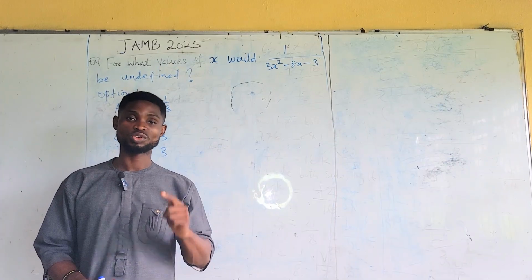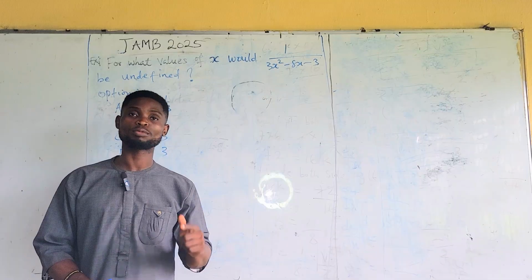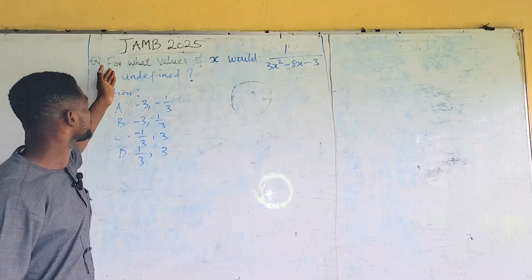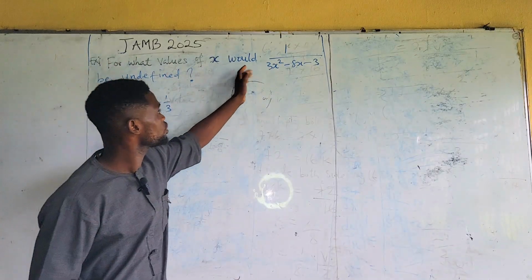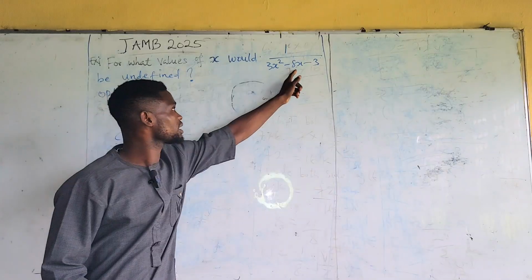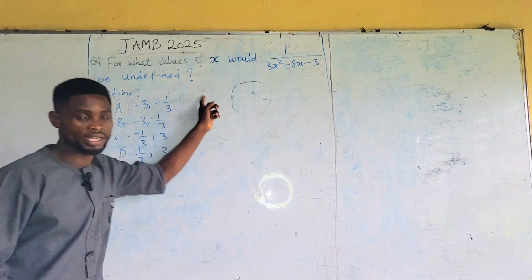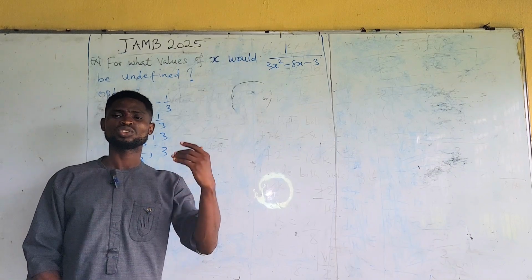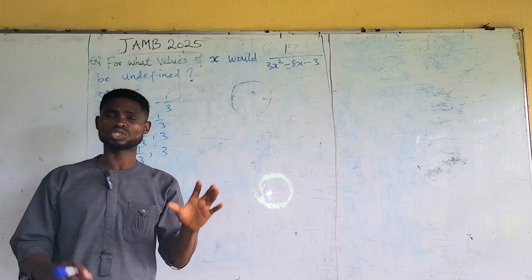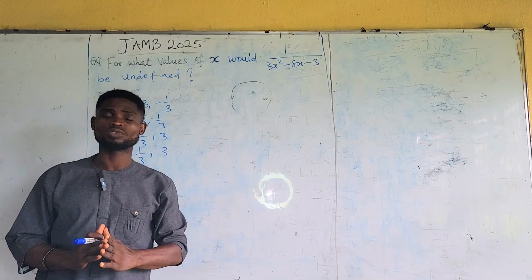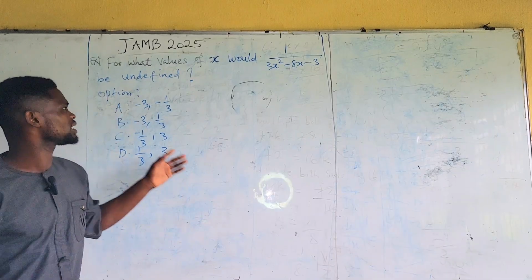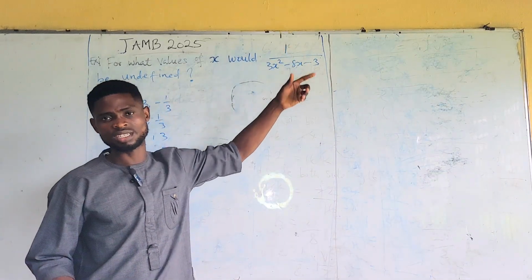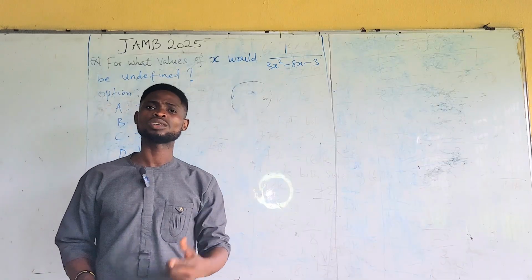On today's session, we're going to do JAMB past questions and answers. From my board, we have this example: for what values of x would 1 over 3x squared minus 8x minus 3 be undefined? What do we mean by undefined? Undefined is when the total equation gives you 0 in the denominator. If you look at this numerator, there is no value of x in it, so automatically it is 1. So 1 is defined.